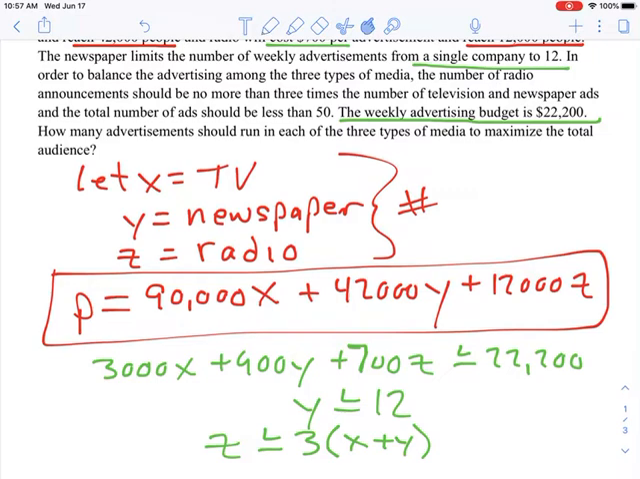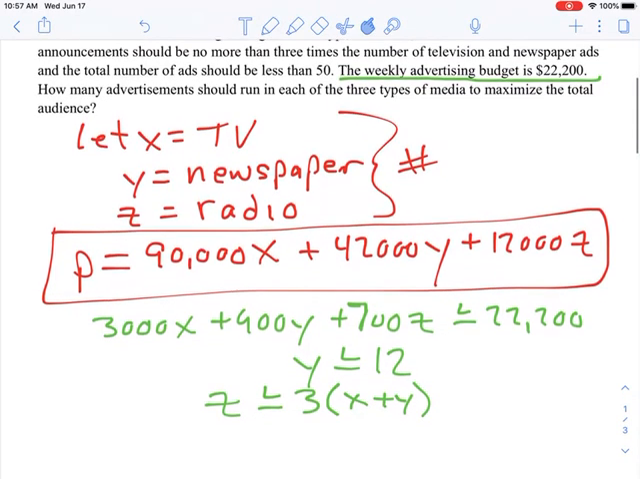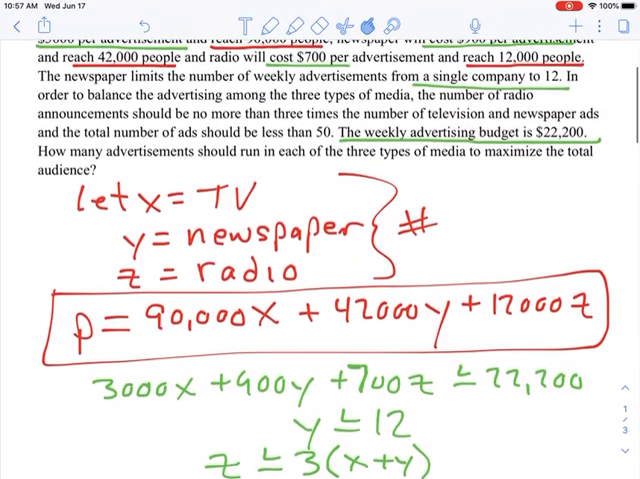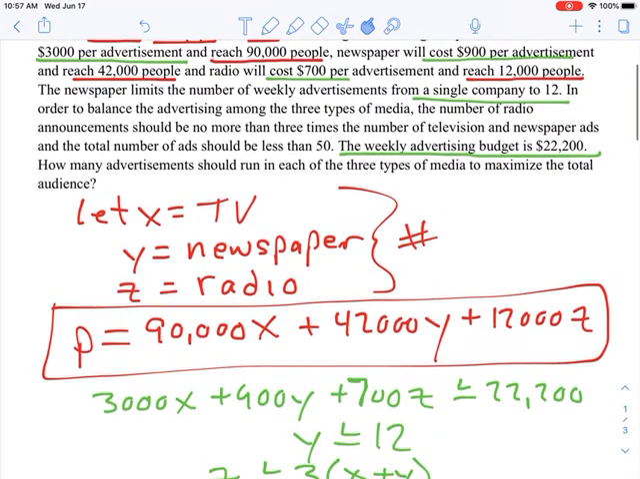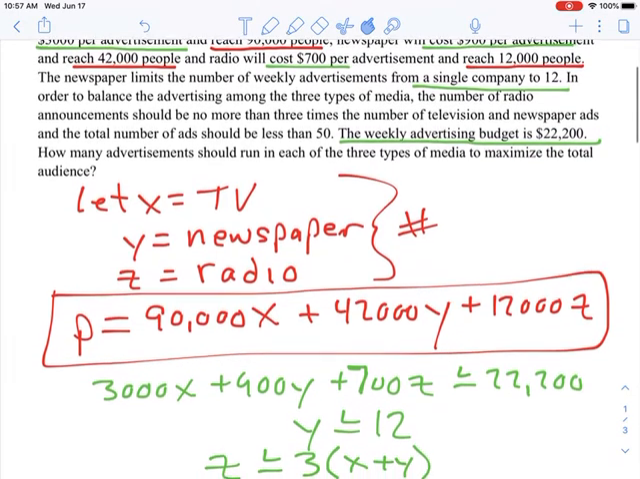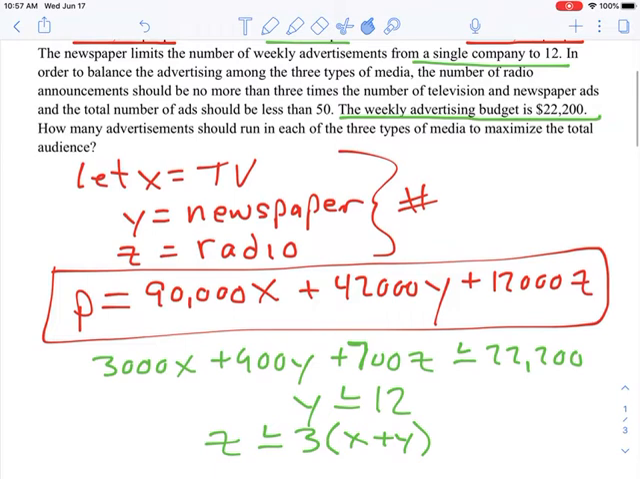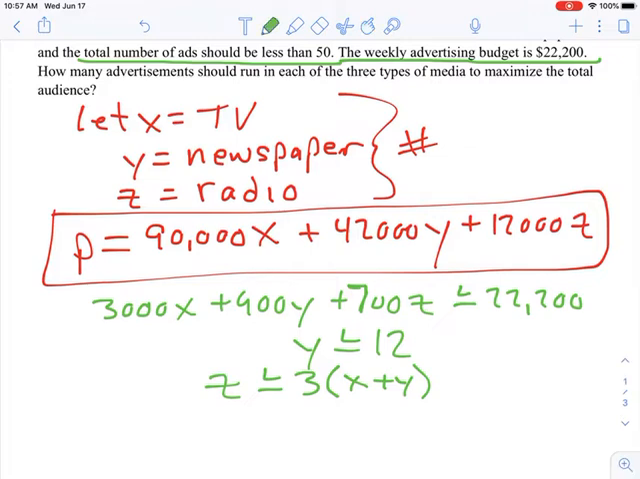And then finally, it says the total number of ads should be less than 50. There we go, I was looking for that. The total number of ads should be less than 50. So if the total number of ads is going to be less than 50, that means the TV ads plus the newspaper ads plus the radio ads has to be less than or equal to 50. And I believe that would be it for our constraints.